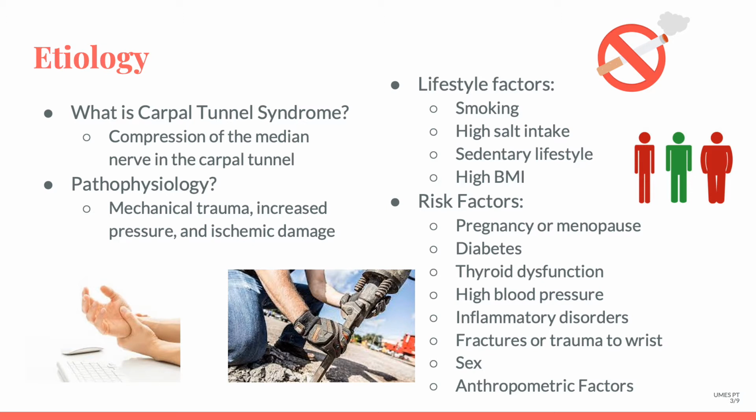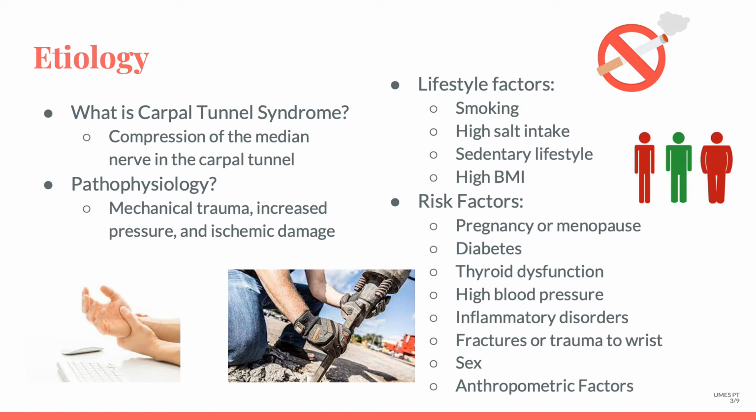So here we're going to talk a little bit about the etiology of carpal tunnel syndrome. It is defined as compression of the median nerve in the carpal tunnel. And the pathophysiology is from mechanical trauma, increased pressure, and ischemic damage. So mechanical trauma could be repeated hand movements, so it is associated with manual workers. However, I'm going to go over the risk factors later, but this isn't the major predisposing factor to have carpal tunnel.